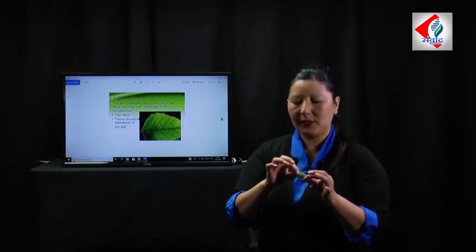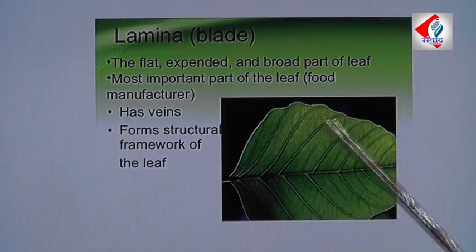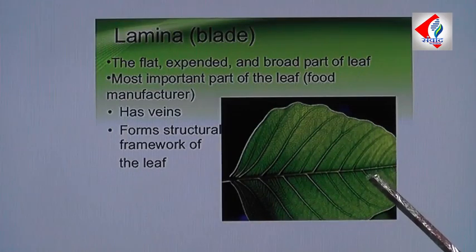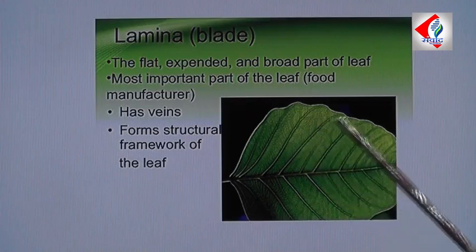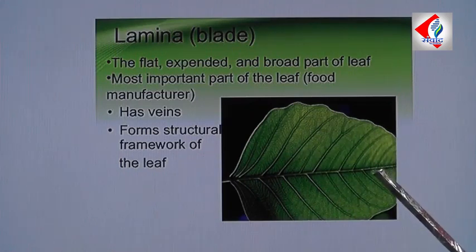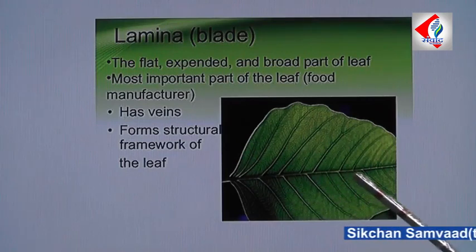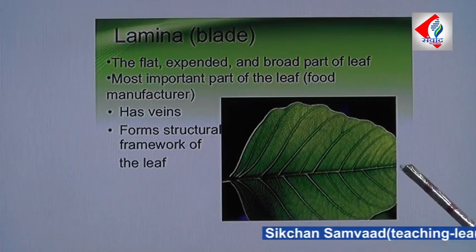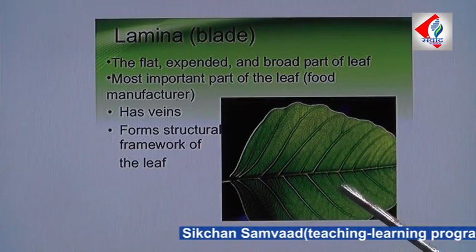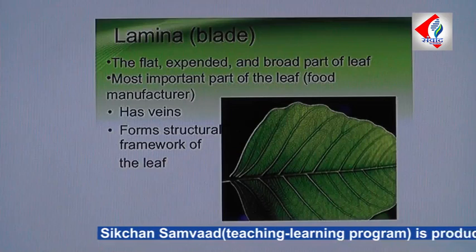So this is a leaf like I was showing you. This is the flat part of the leaf which is called the lamina, and the pointed structure you see here is known as the tip of the leaf. So here you can see the leaf. It is flat, it is expanded, and it is the broadest part of the plant, the leaf. The most important function of the leaf is to manufacture food, and it has a very prominent line in the middle of the leaf which is called the midrib, and it has many veins.